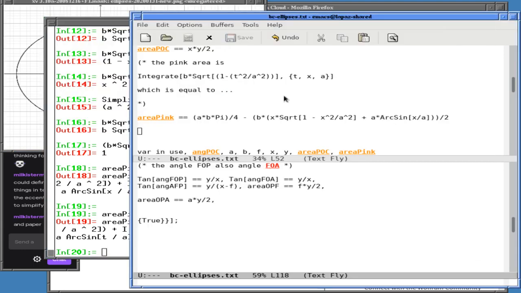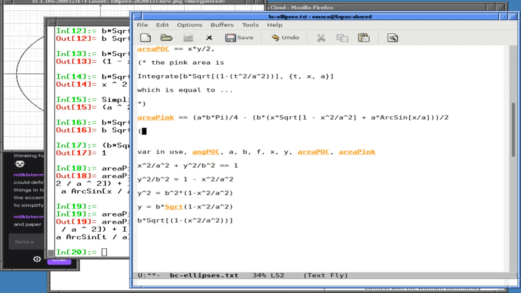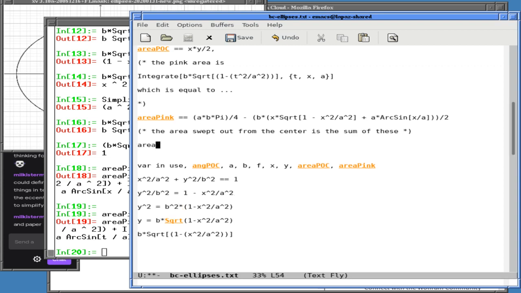Okay. The area swept out from the center is the sum of these. Area from center equals area POC plus area pink. And now we have a new variable called area from center. Okay, solid.